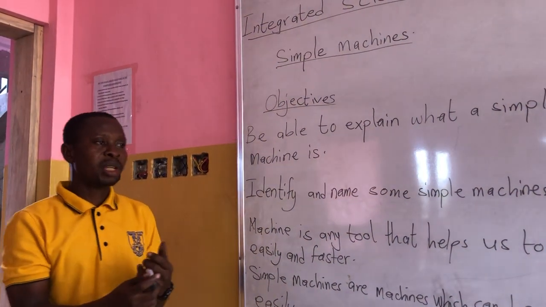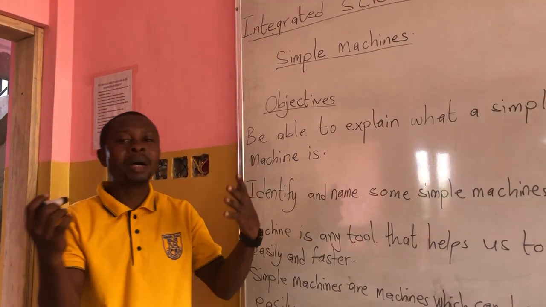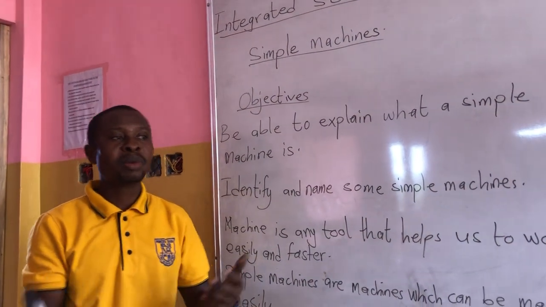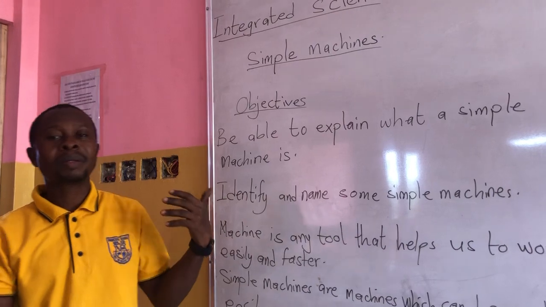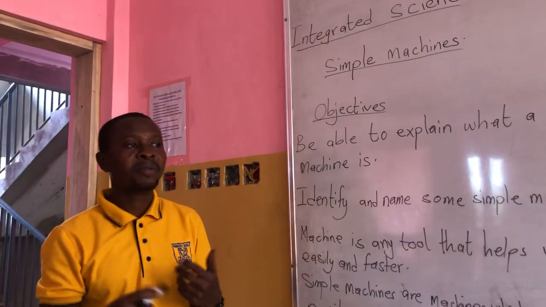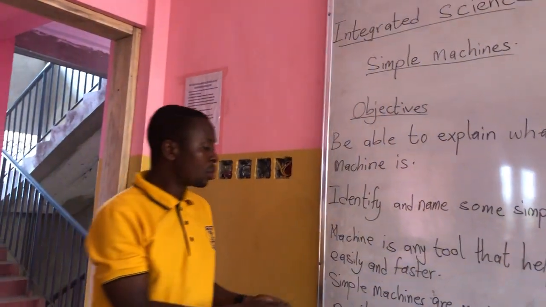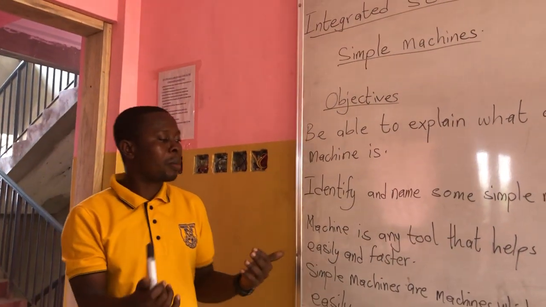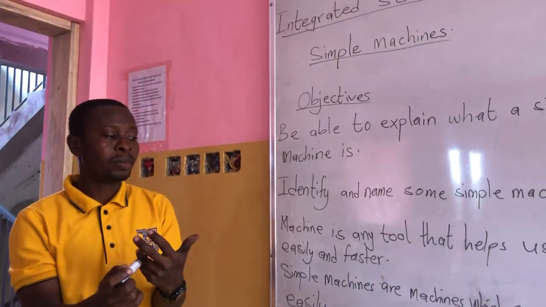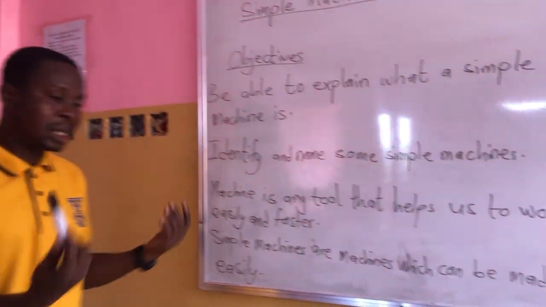A simple machine is any tool that helps us to work easily and faster. When we talk about simple machines, we are talking about machines which can be made easily.